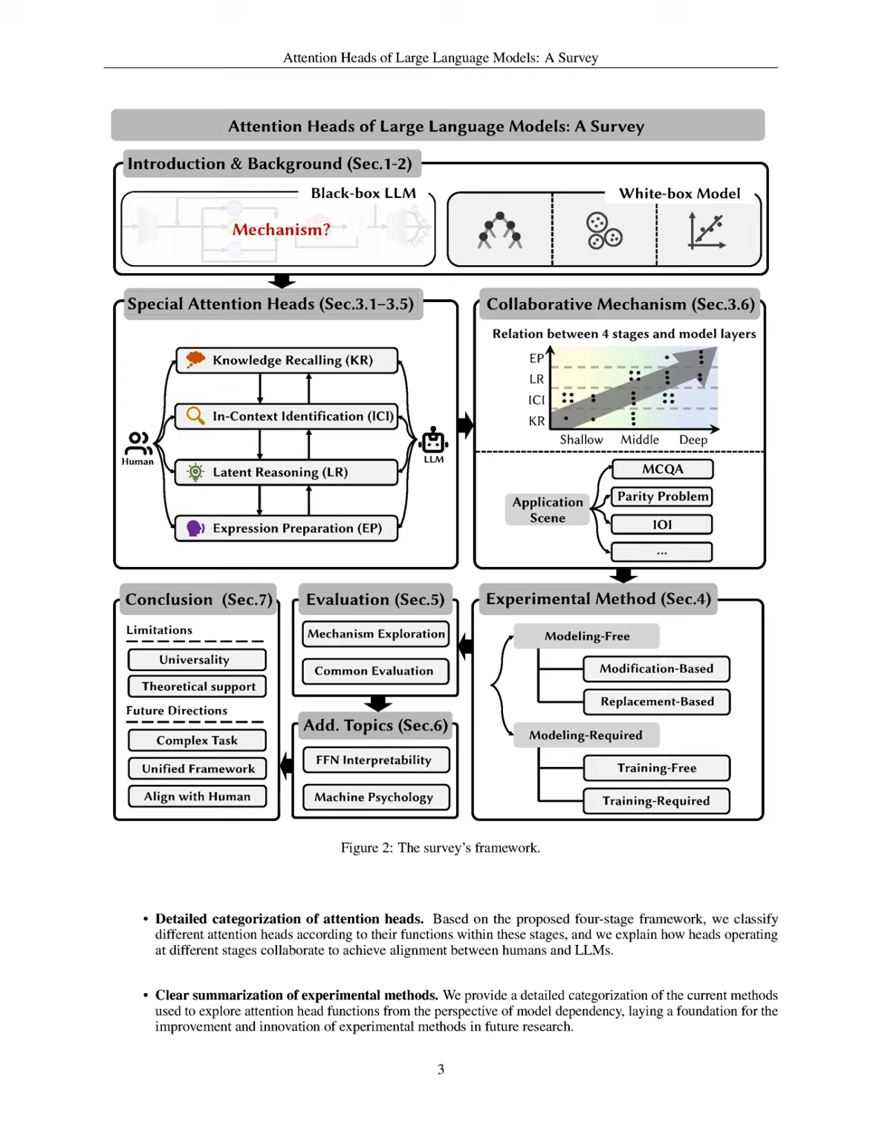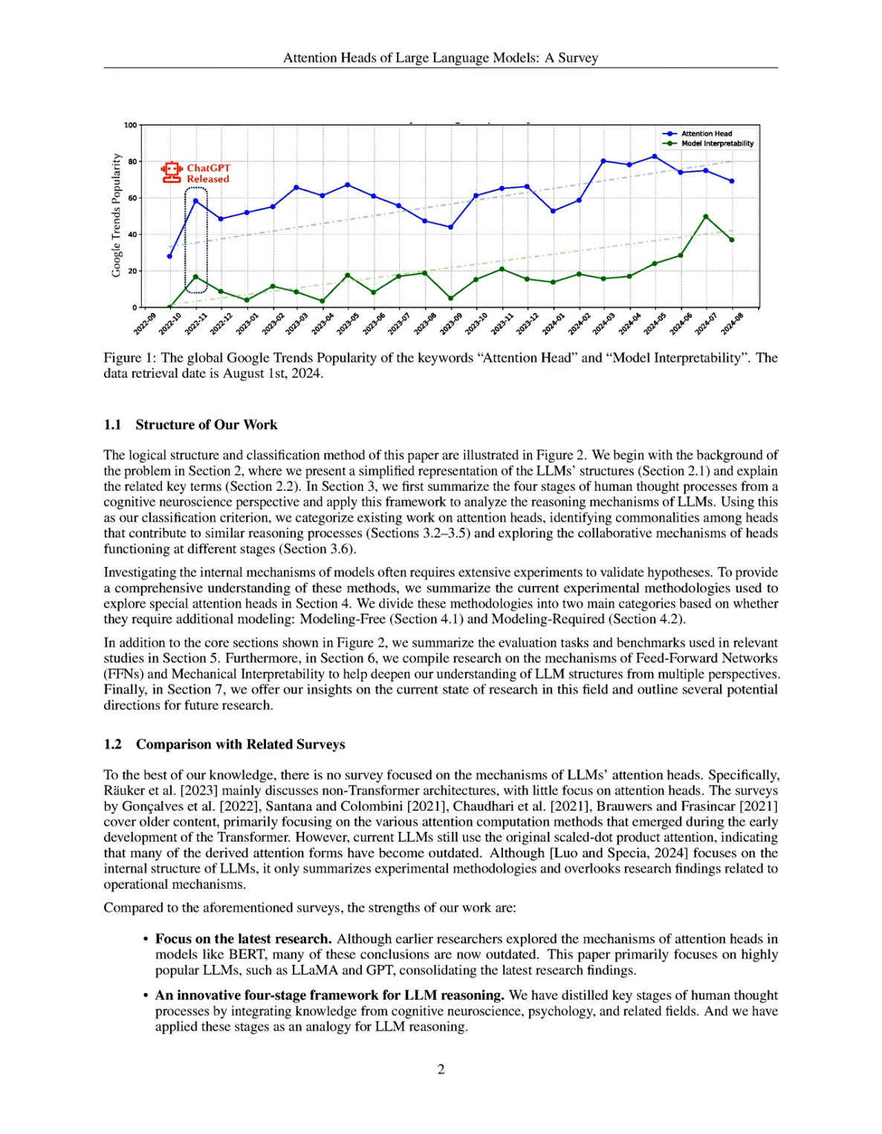The proposed method for categorizing the functions of different attention heads is structured around a four-stage framework derived from human cognitive processes: knowledge recalling, KR, in-context identification, ICI, latent reasoning, LR, and expression preparation, EP. First, we identify attention heads that operate during the KR stage, which retrieve relevant knowledge from the model's parameters, such as memory heads that act as associative memories.